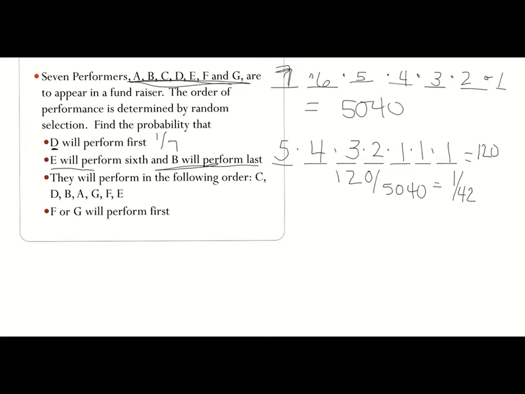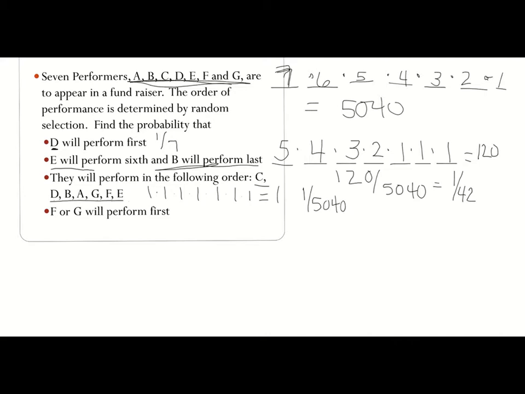Next, we're going to look at they perform in the following order: C, D, B, A, G, F, and E. Here, they've assigned every single person a specific order. So we have 1 person for spot 1, 1 person for spot 2, 1 for spot 3, 1 for spot 4, 1 for spot 5, 1 for spot 6, and 1 for spot 7. When we multiply that all together, it ends up being 1. The probability will be 1 out of 5,040.